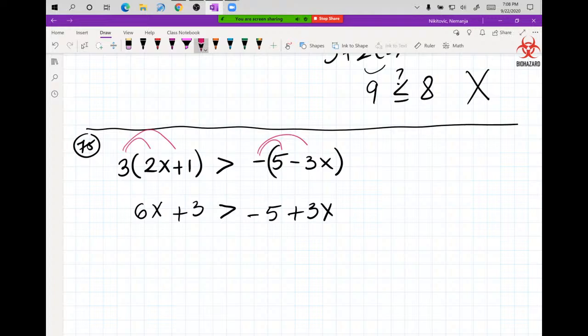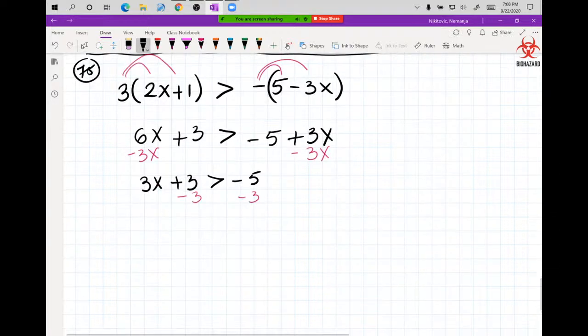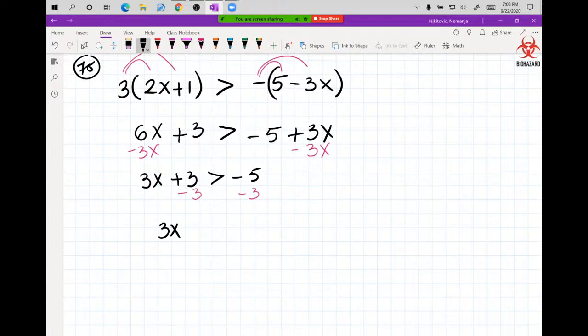So what do I move? 3x. Excellent. So minus 3x on both sides. 6 minus 3 is 3, so 3x plus 3 larger than negative 5. And then what do I do? Subtract. Okay. So how much is minus 5 minus 3? Negative 8. What's the last step? Divide them.